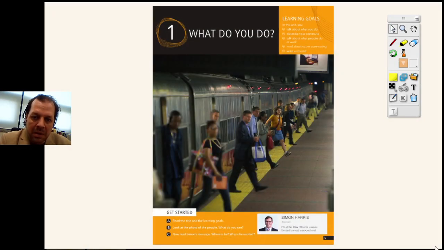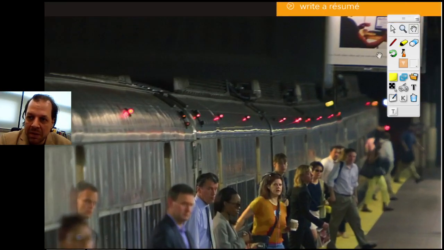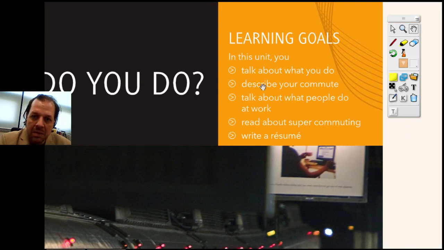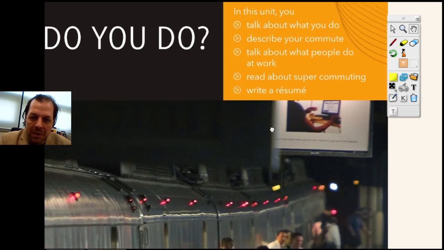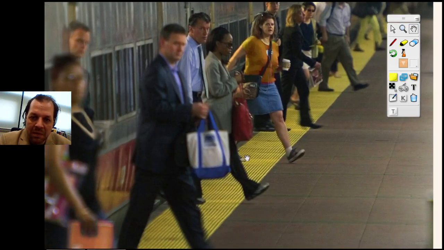Here we see Unit 1 beginning with our learning goals. And this will be the same for pretty much every unit. We'll be given a set of learning goals for the unit. In this unit, you want to talk about what you do, describe your commute, okay, how you get back and forth to school or to work, talk about what people do at work, read about supercommuting, and write a resume. So we might not do that, all right, together, but there's definitely some resume help at the end of the unit if you'd like.